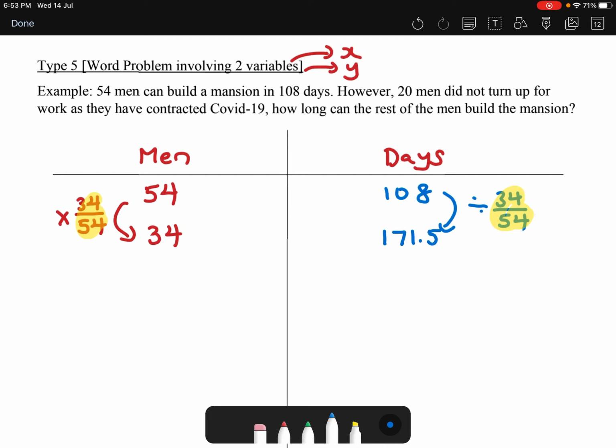So these are two variables. You can see that this type of proportion is what we call inverse proportion, because if the number of men decreases, my number of days must increase. So this is what we call an inverse proportion. Inverse proportion has a y equals k over x equation.